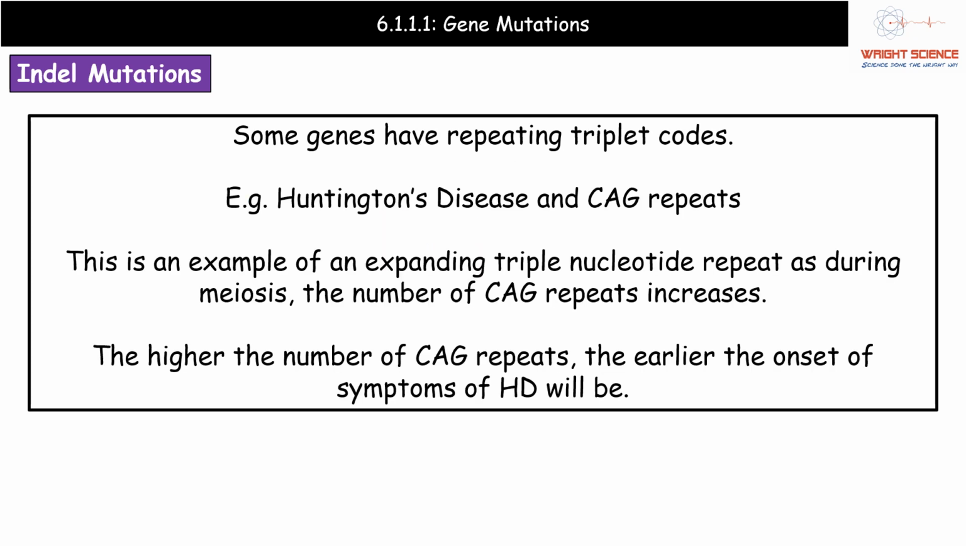Now, in terms of some of the genes within the genome, we will find that they've got these things we call repeating triplet codes. So a good example of this is Huntington's disease. And if you look at the Huntington's disease gene, then we find that it's got these things called CAG repeats. So just this repeating sequence of cytosine, adenine and guanine. Now, what we actually find is that this is an example of what we term an expanding triple nucleotide repeat. Because what happens is, during meiosis, we're going to actually increase the number of those CAG repeats.